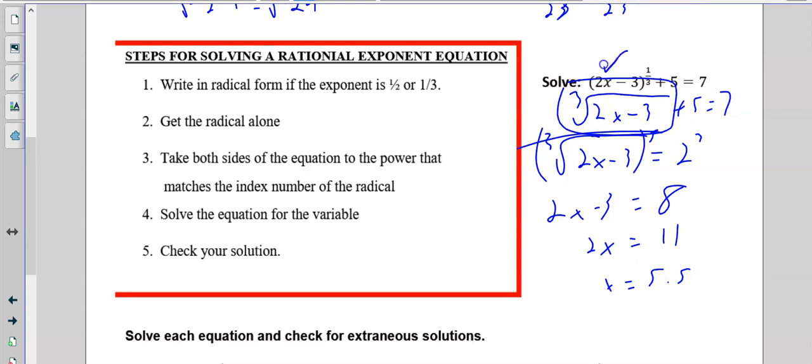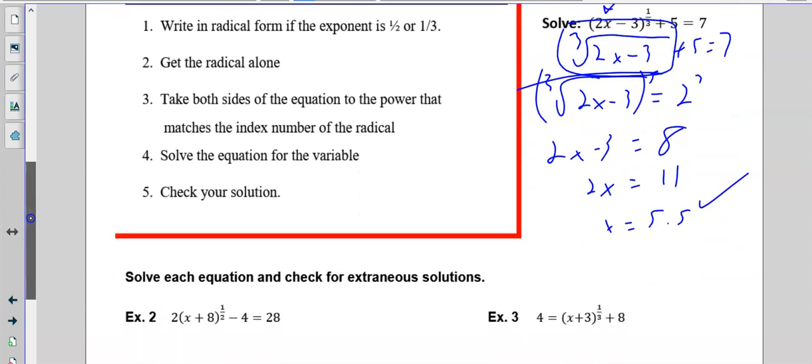Now, we plug it back in right here. 2 times 5.5 is 11. Minus 3 is 8. The cube root, or 8 to the 1/3, is 2. Plus 5 is 7. Check. Answer works.